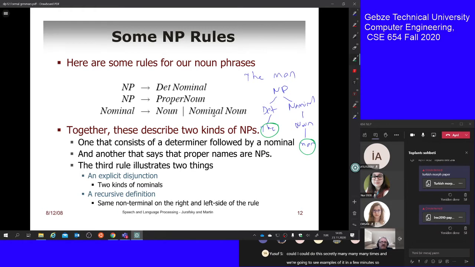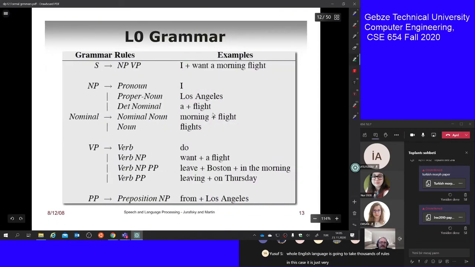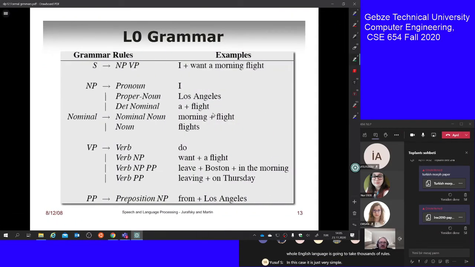So, some noun phrase rules, and I am going to make this more expanded. As I said, if you would like to do similar stuff for the whole English language, it's going to take thousands of rules. In this case, it is just very simple. So let's look at this simple L0 level grammar.